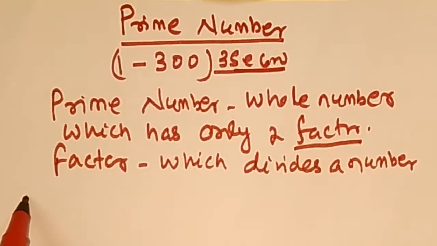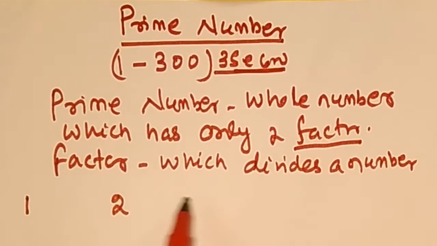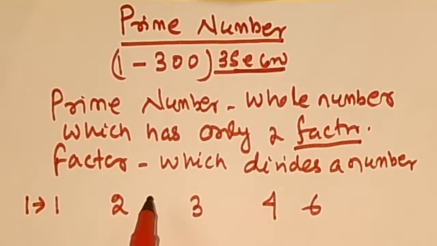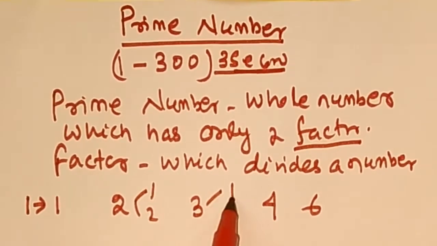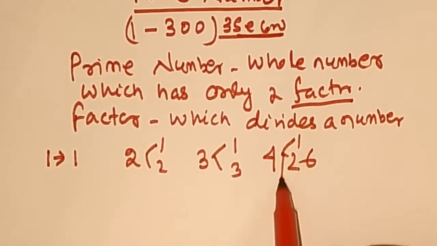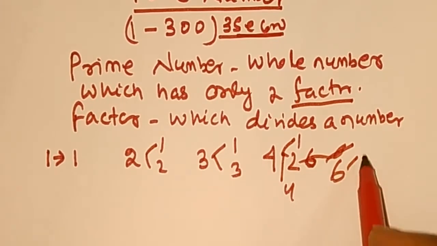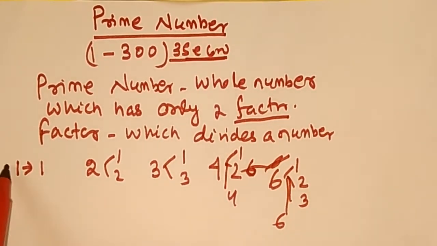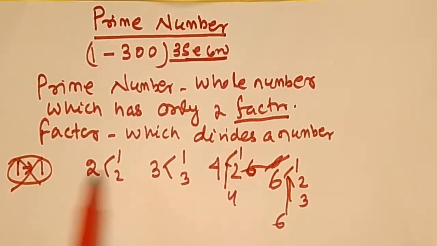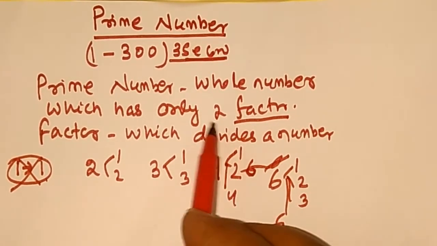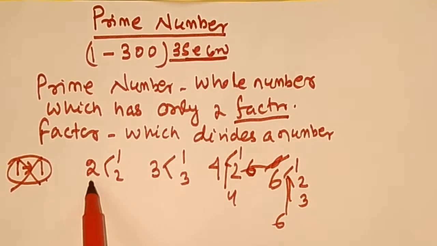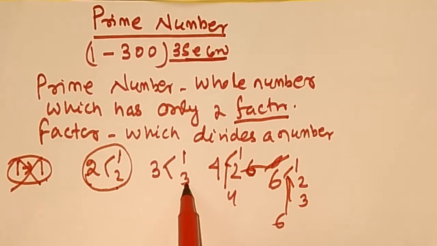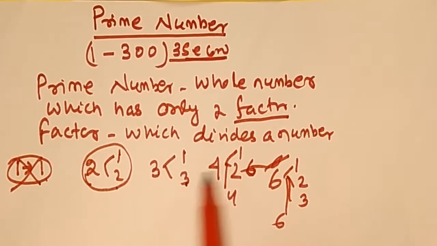Suppose you want to know the factors of 1, 2, 3, 4, 6. The factor of 1 is 1, factors of 2 are 1, 2, factors of 3 are 1, 3, factors of 4 are 1, 2, 4, factors of 6 are 1, 2, 3, 6. From this, which is a prime number? 1 is not a prime number because it has only one factor. If it has 2 factors, then it is prime. So 2 is a prime number because it has 2 factors. 3 is a prime number because it has 2 factors.